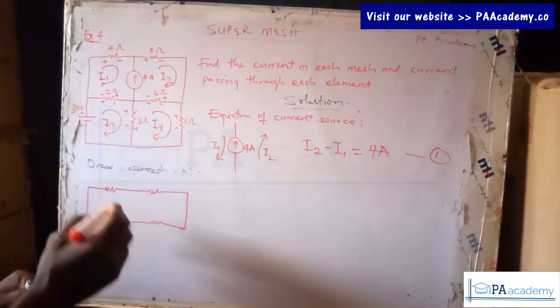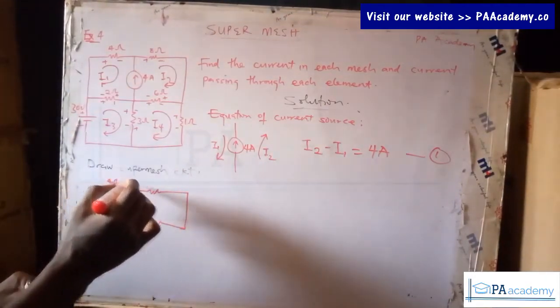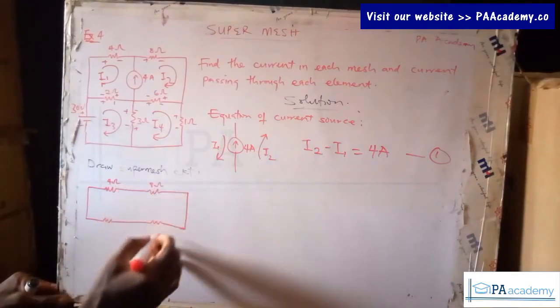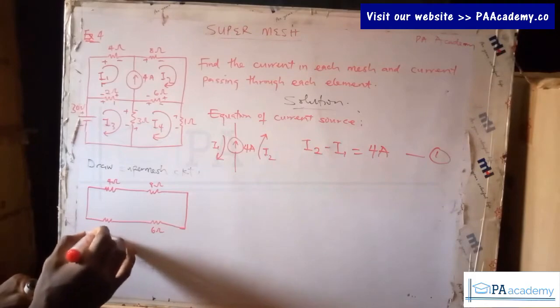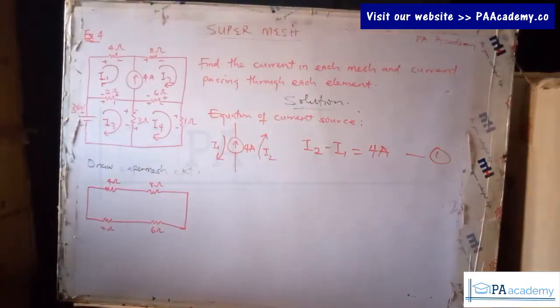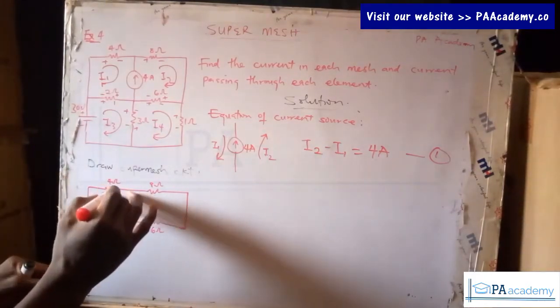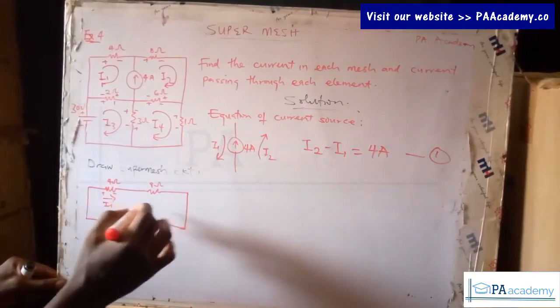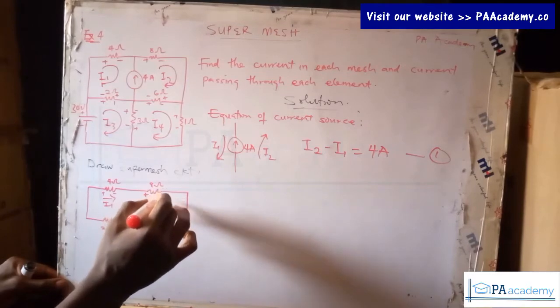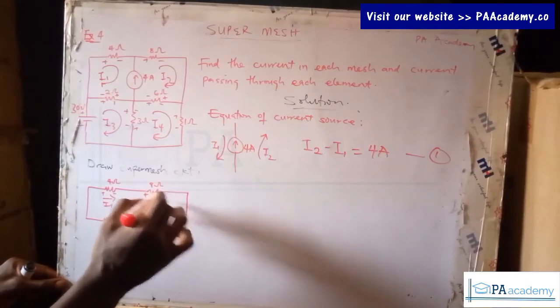So it's going to be looking like this. Here we are having 4 ohms. Here we are having 8, and this is 6, and this is 2. So let's add the polarities. So this is still plus and minus, and in this direction, because of current I1, this is plus minus in this direction in clockwise.